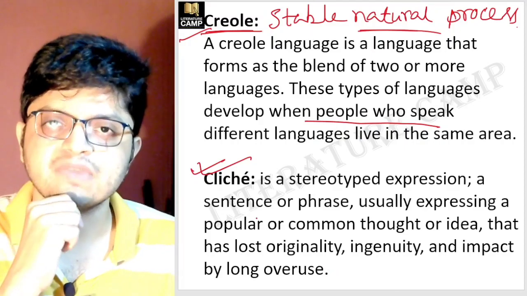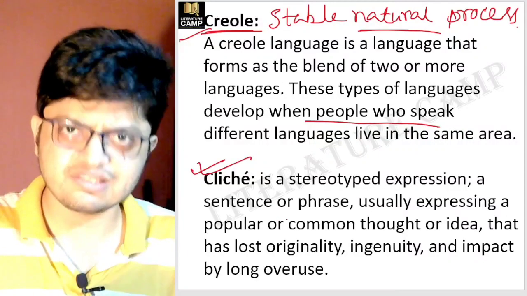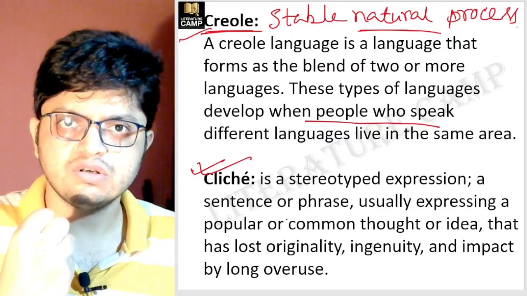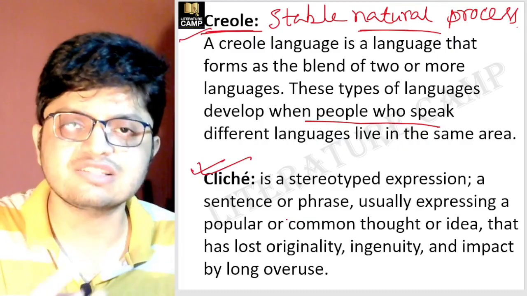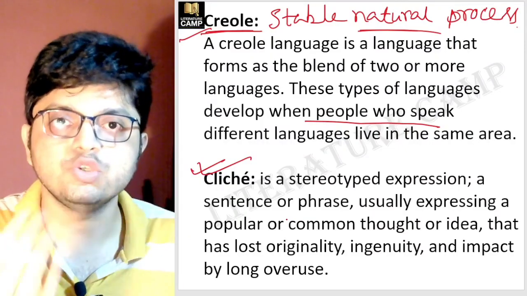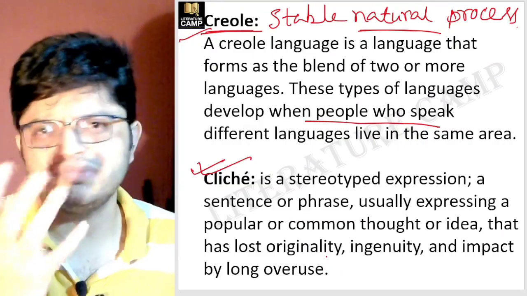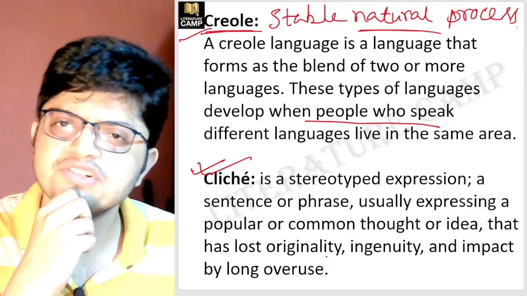That is called cliche. So cliche is a stereotype expression or a word or a phrase or a sentence which has lost its original meaning by overuse, by long overuse. That is called cliche. For example, there are many cliches in English literature.